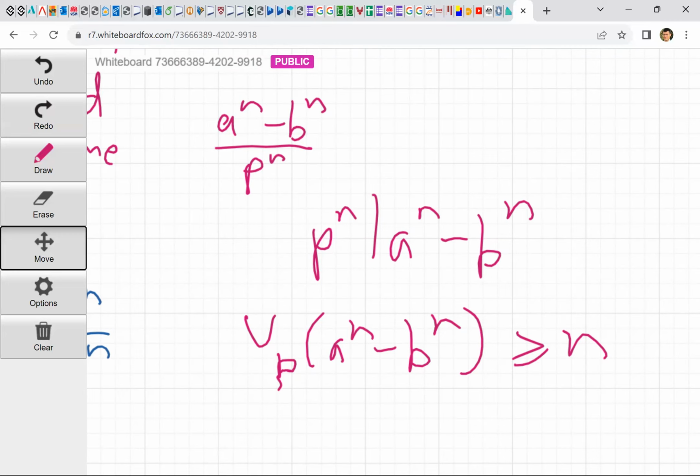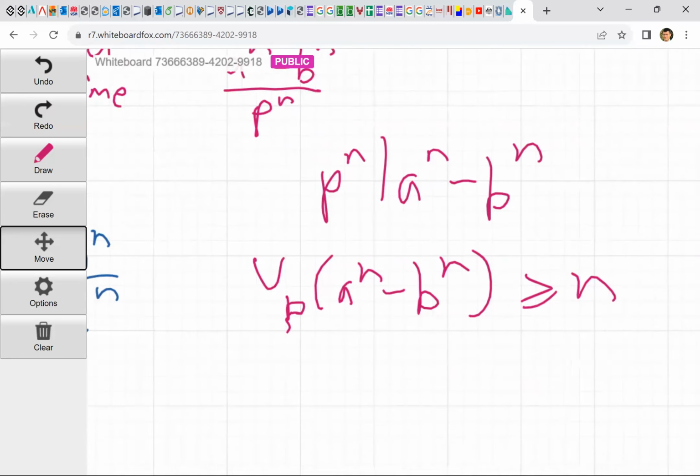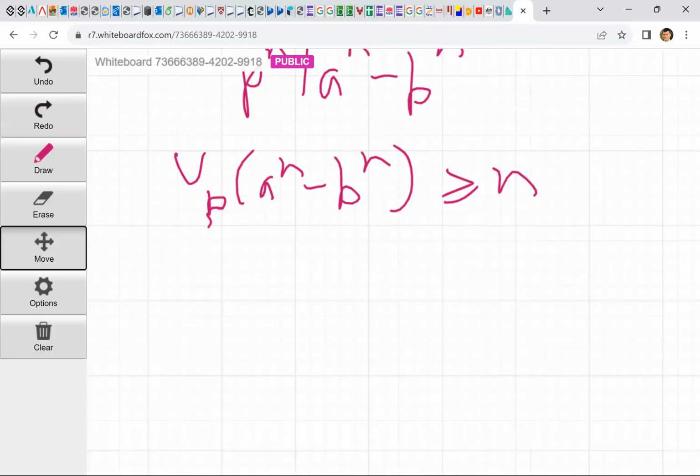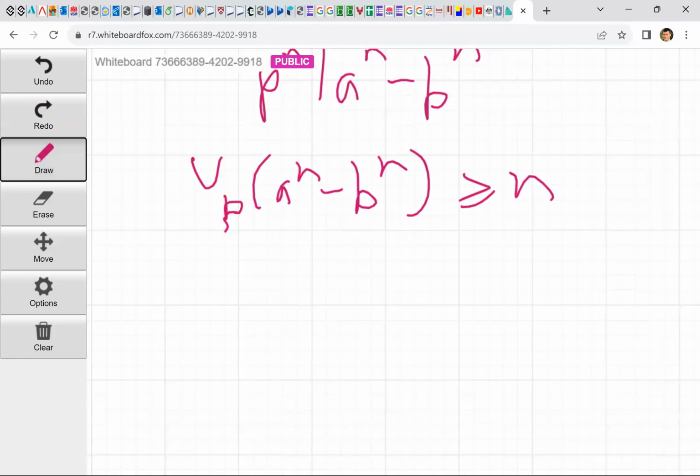Obviously, if P to the nth power divides A to the n minus B to the n, then the power of P inside A to the n minus B to the n has to be at least n. So it actually divides. That's the power of P in the prime factorization, and it's bigger than or equal to n. There's this thing called the lifting the exponent lemma.